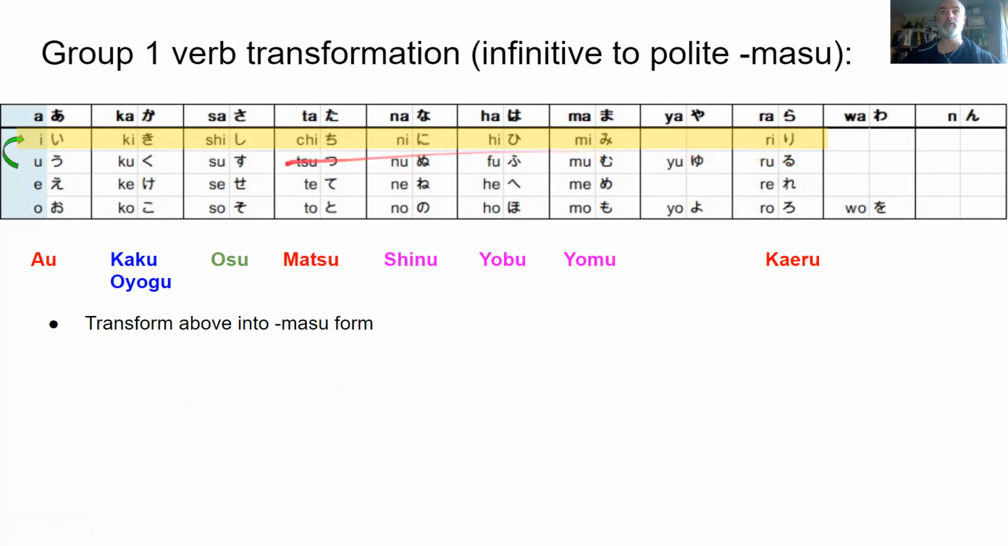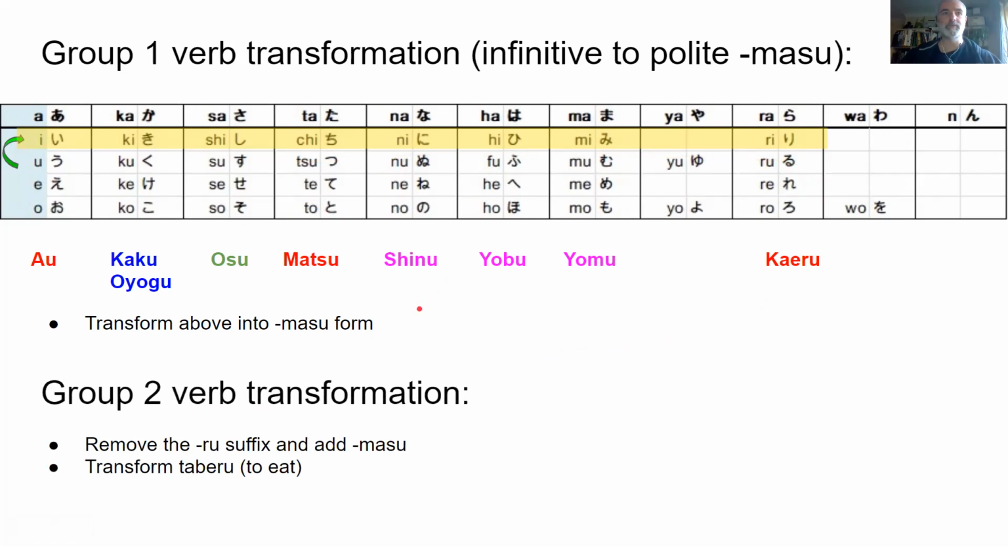So all group 1 verbs basically behave the same way. For group 2 verbs, these are really simple. We remove the ru suffix, and all group 2 verbs will finish with ru, although not all verbs that finish with ru necessarily are group 2 verbs. But we remove the ru from the group 2 verb infinitive and just add masu. So the only one you have to remember is tabemasu, to eat. Taberu becomes tabemasu, because all other group 2 verbs behave the same way.